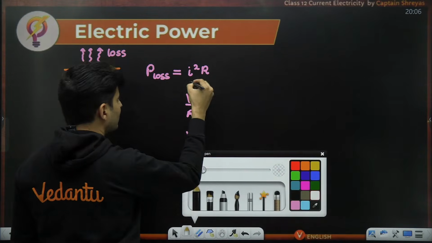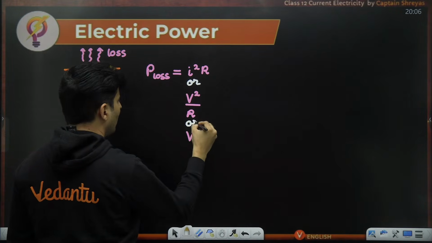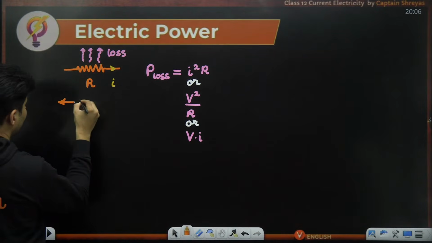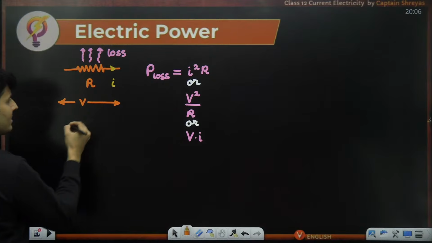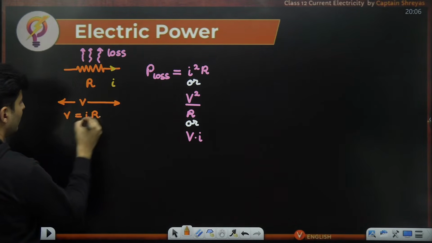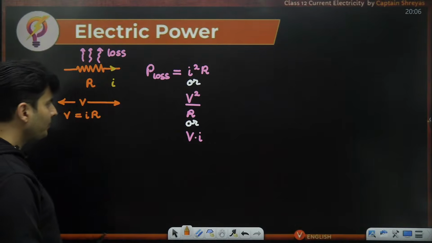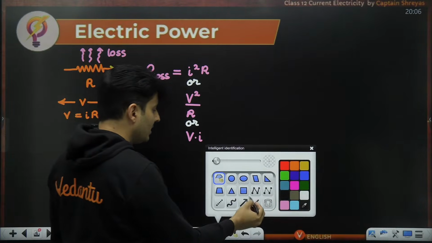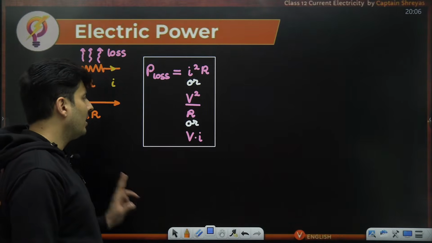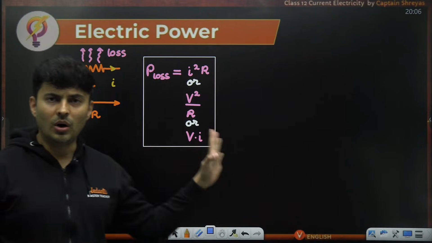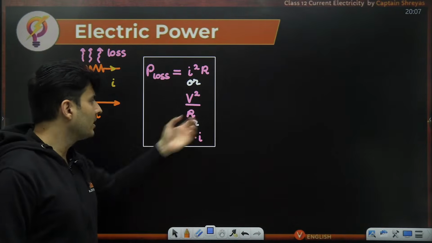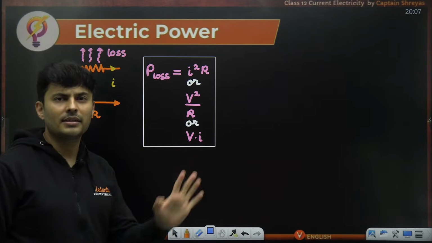Any one of these things, where V is the voltage across the resistance, please mind it. V technically is current into resistance by Ohm's law. So either of these formulas will give you the right answer: I squared R, V square by R, or voltage into current. All these three formulas are the same thing. It's just manipulating with Ohm's law, nothing else.